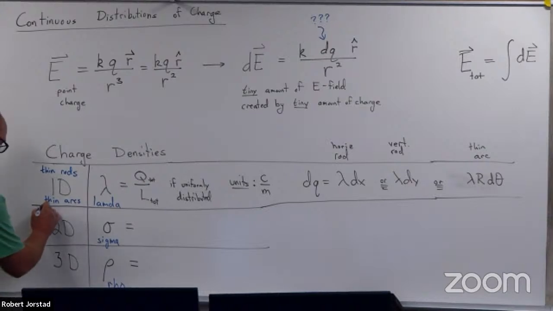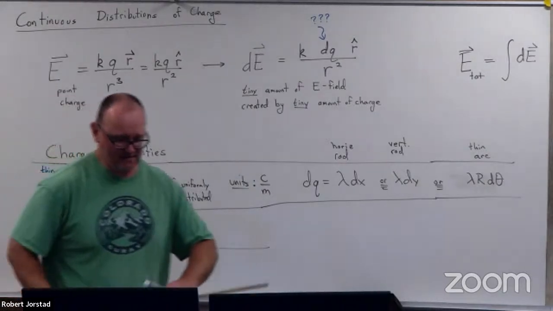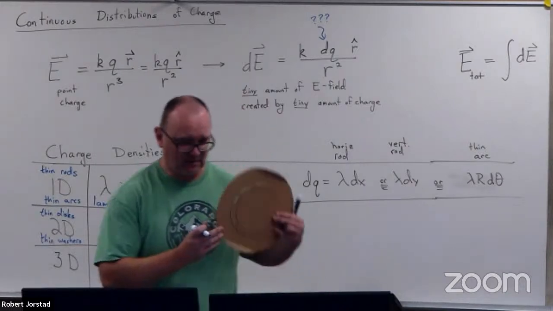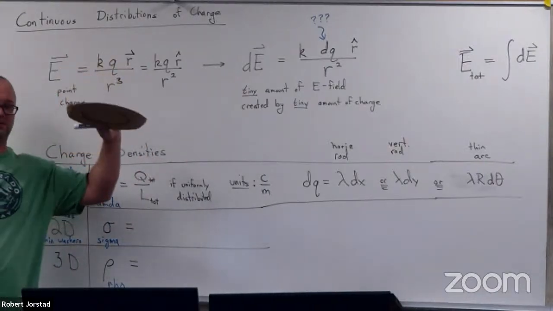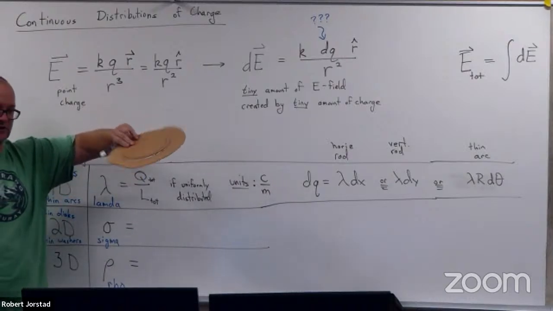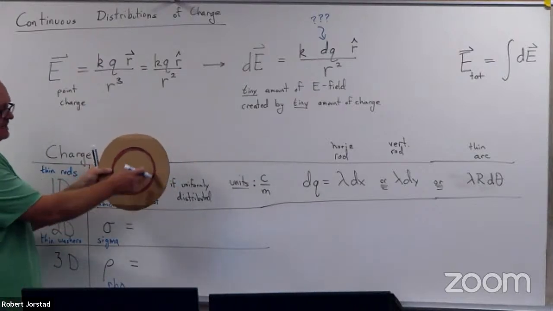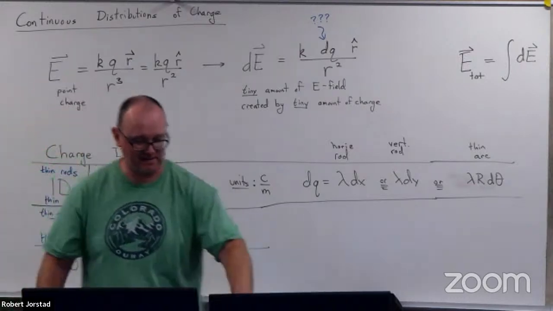2D, sometimes we're talking about thin discs or thin washers. As an example of that, you can imagine this. It's just a piece of cardboard, but you can imagine rubbing this with fur and getting charge all over it, right? So you could have charge on a thin disc. And then what we could do is we would want to split this disc into rings, and we get the charge on each ring and things like that.